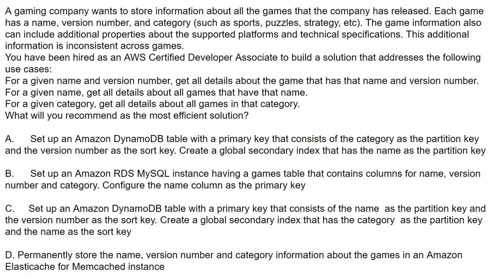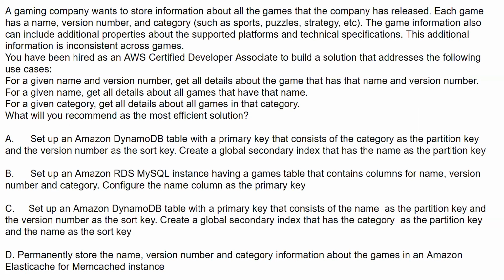For a given name and version number, get all details about the game that has that name and version number. For a given name, get all details about all games that have that name. For a given category, get all details about all games in that category. What will you recommend as the most efficient solution?